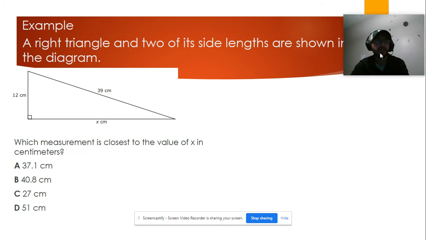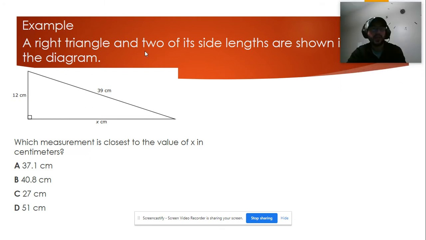We've got this example. It's a right triangle, and two sides of the length are shown in the diagram. Okay. Now, which measurement is closest to the value of X in centimeters? As we said before, first thing we should do is label our triangle. So the longest side, opposite from the right angle, will be my letter C. The other two can be A and B.